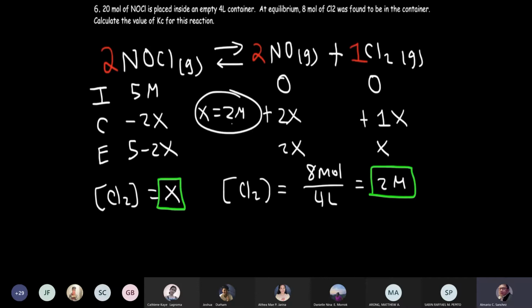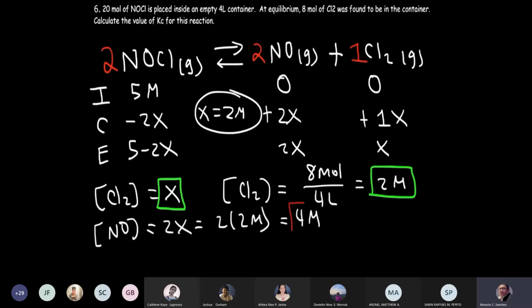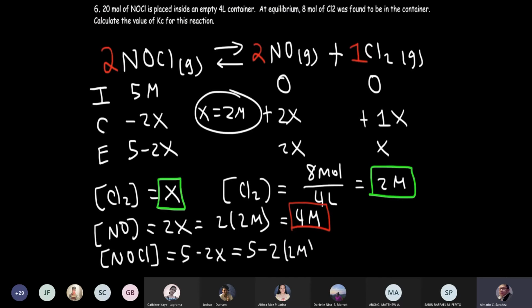So now we can find the equilibrium concentrations for everything else. For NO, it's equal to 2x. And since x is 2, that's going to be 2 times 2. So NO is equal to 4 M. Now we can also calculate the equilibrium concentration for NOCl, which is equal to 5 minus 2x. So that's going to be 5 minus 2 times 2. So that's 5 minus 4. So it's 1 mole per liter at equilibrium.